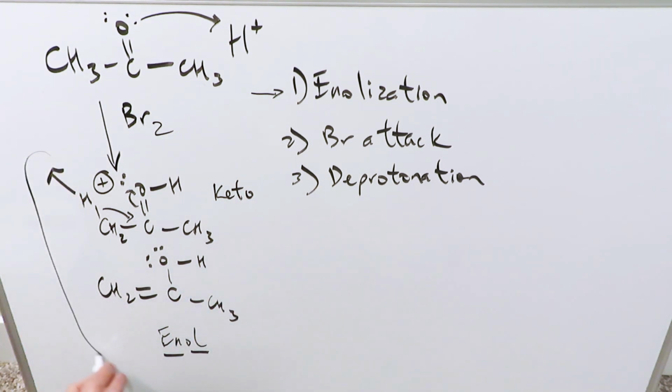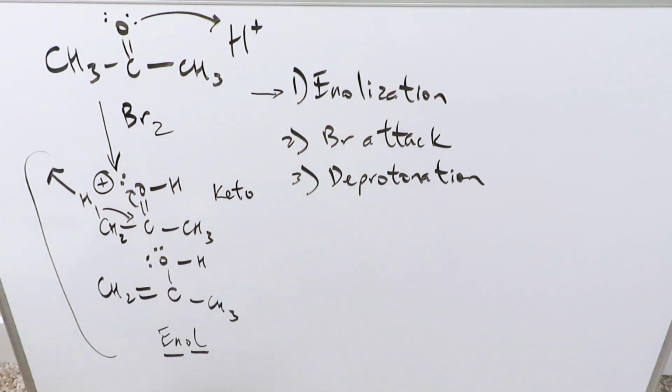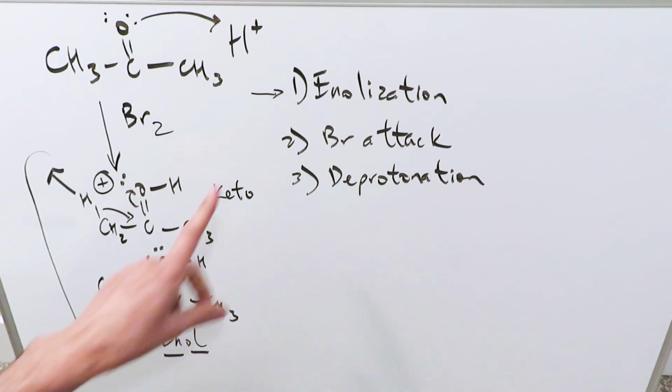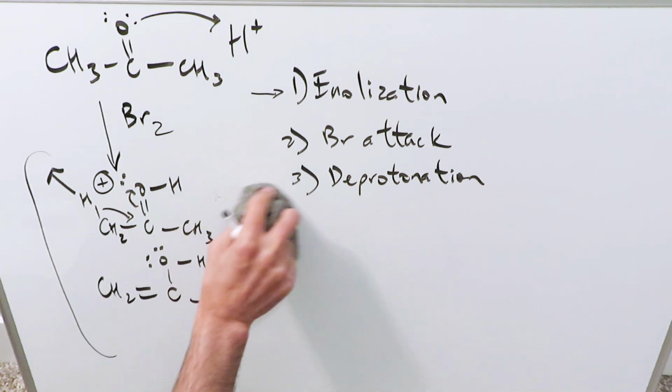This whole set of steps over here is called enolization. If this occurs well, because the oxygen can behave as a base, then you've overcome that rate limiting step and you can go to the next step, the bromine attack. So this is where we're at. Now in the bromine attack, let's talk about it.